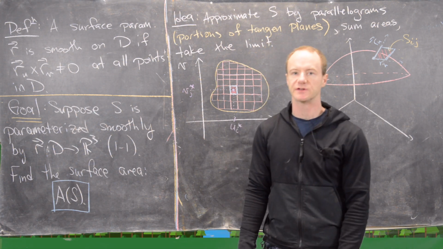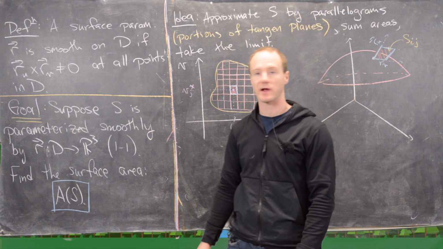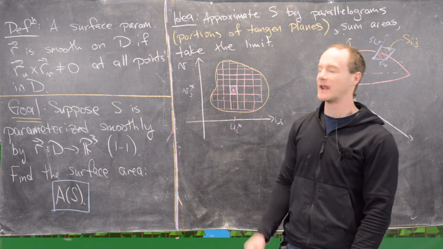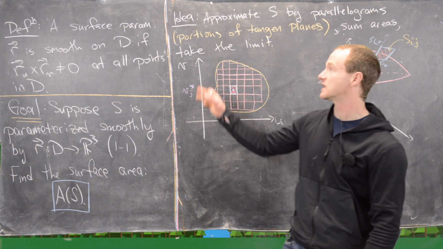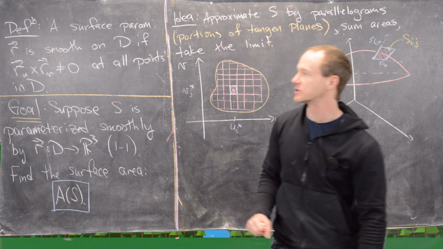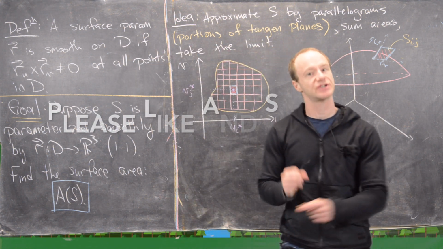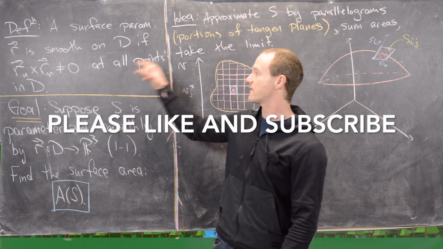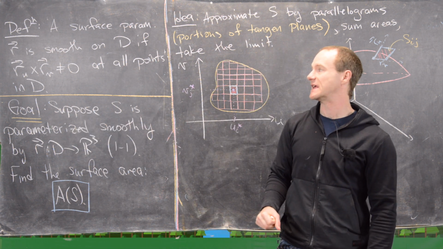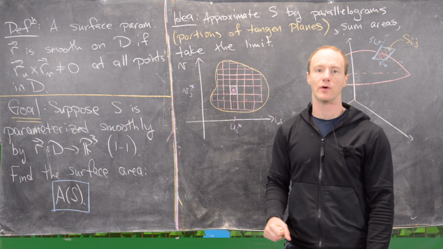Okay, our goal in this video is to find the surface area of a parameterized surface. So I need to go over a definition first, and that is: a surface parameterization R is smooth on a set D, which is in R2, if R_u cross R_v is not equal to 0 at all points in D.